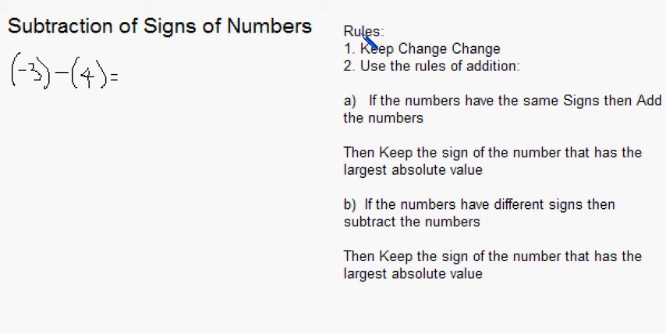Well, notice that the rule here says that we're going to keep change. So I'm going to explain to you what that means now. Keep change. What that means is that we're going to keep the first term the same. So we're going to have this -3. We're going to keep that the same. Now we're going to change this subtraction. I'm going to change it to an addition now. And the sign of the number to the right of the subtraction symbol is going to become a -4. So I'm going to change the sign of that 4.